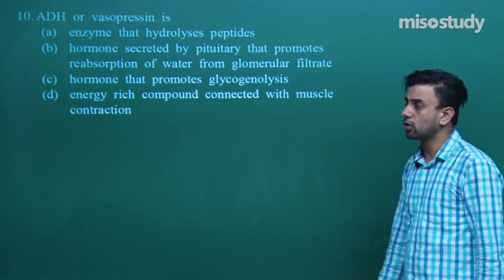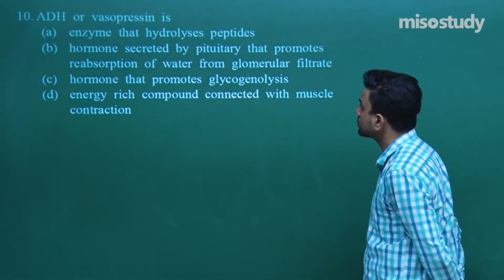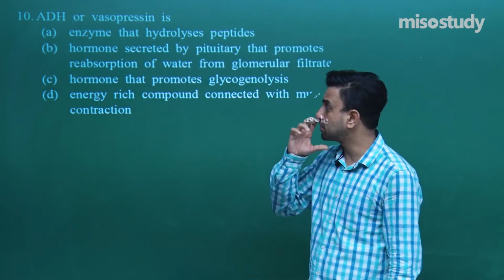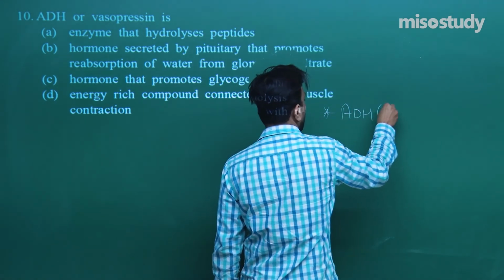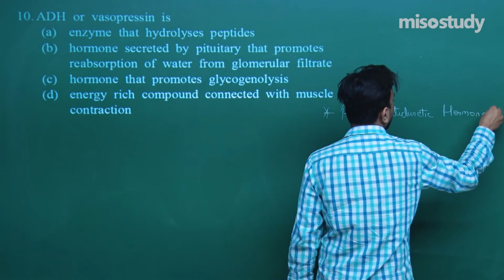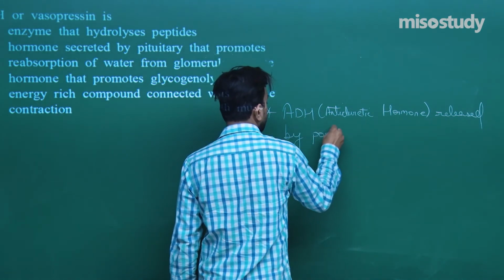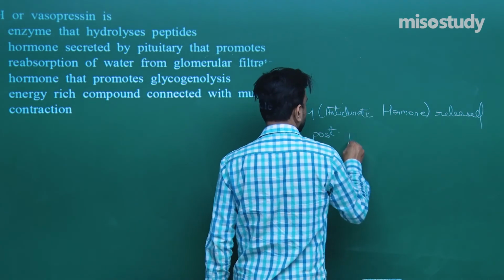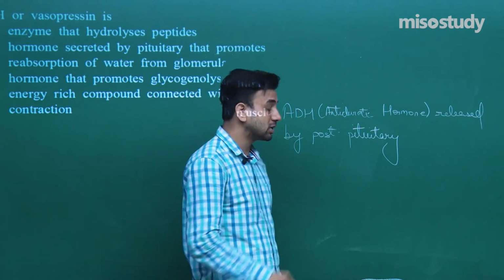ADH or vasopressin, the antidiuretic hormone. The enzyme that hydrolyzes the peptides, absolutely wrong. Hormone secreted by the pituitary that promotes the reabsorption of the water from the glomerular filtrate, yes, absolutely right. The ADH or the vasopressin is again secreted by the posterior pituitary, and what it does, ADH, antidiuretic hormone, is released by the posterior pituitary.